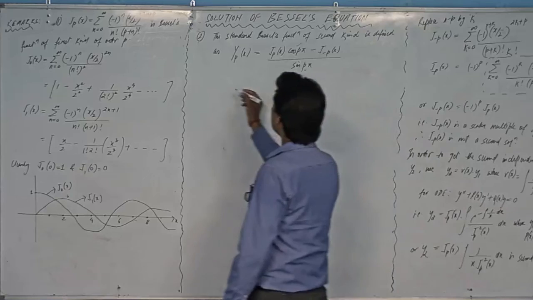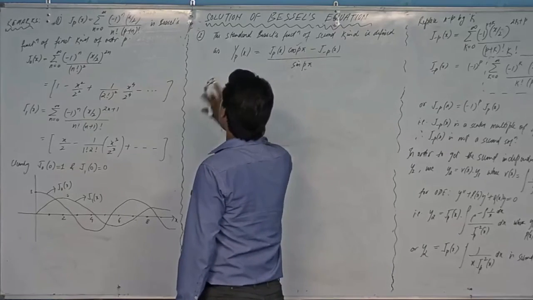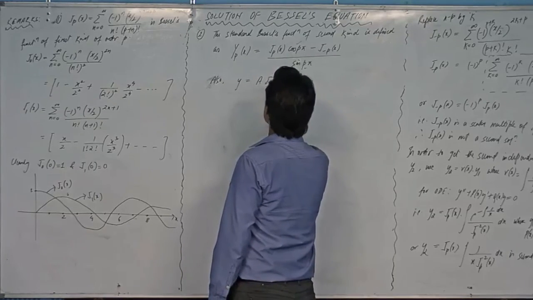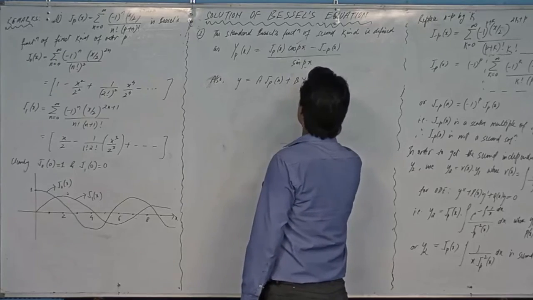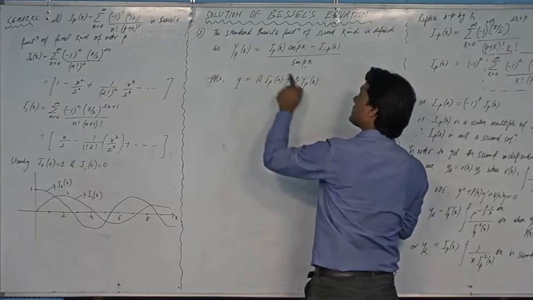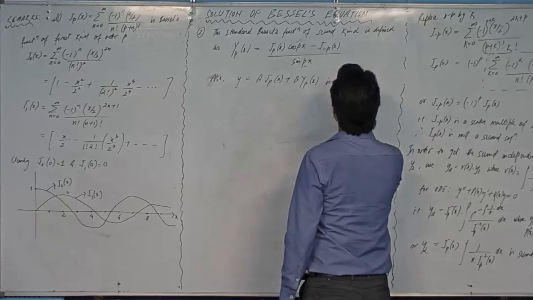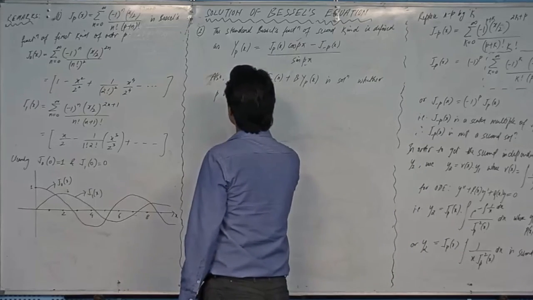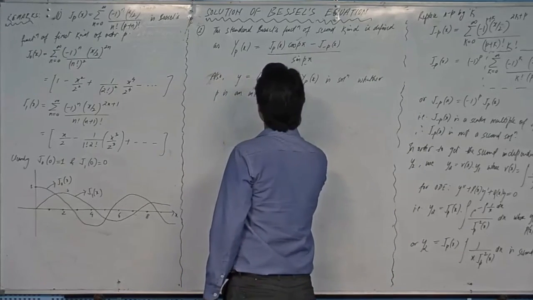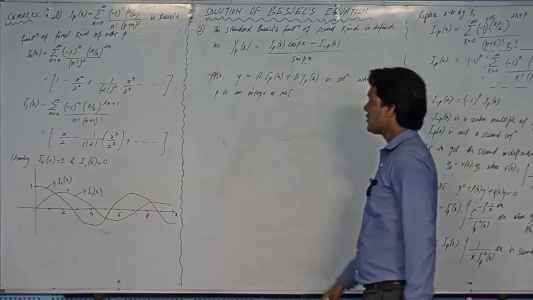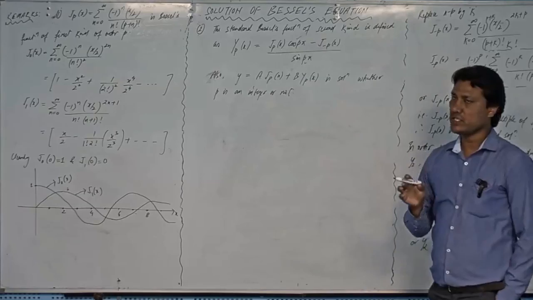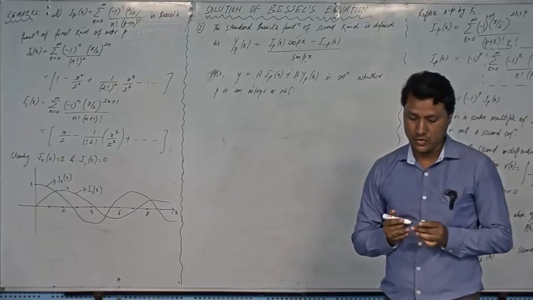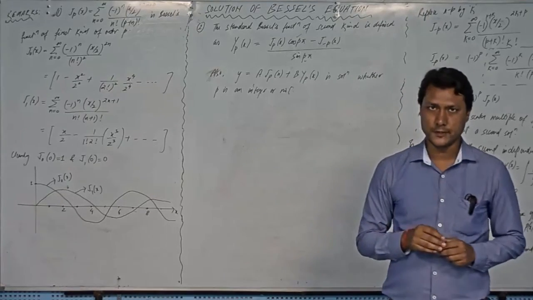Okay, and also, if I write y equals capital A J_p(x) plus capital B Y_p(x), note that this Y_p is a solution whether p is an integer or not. This is an important point, because it will be a solution in both cases. Case 1, when p was not an integer, and case 2, when p was an integer. So it works well in both cases, right?